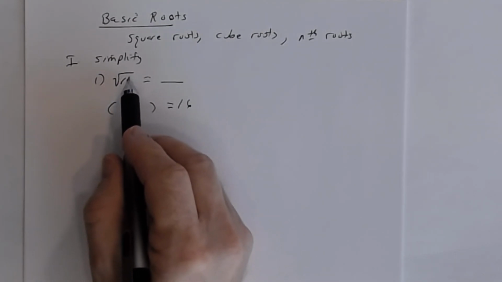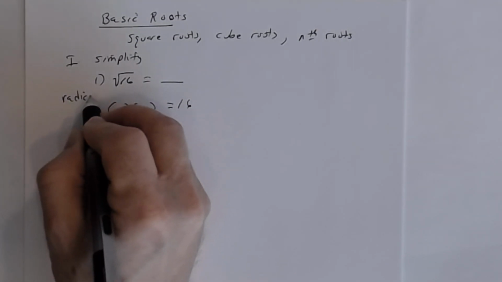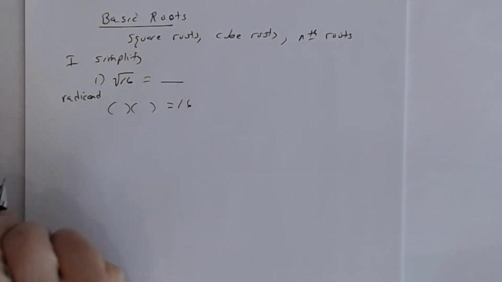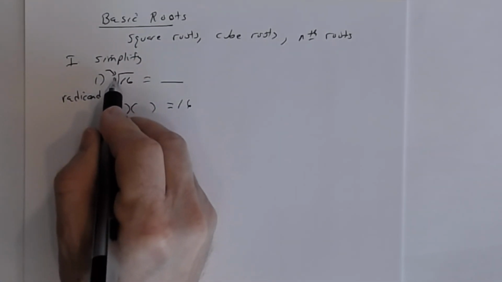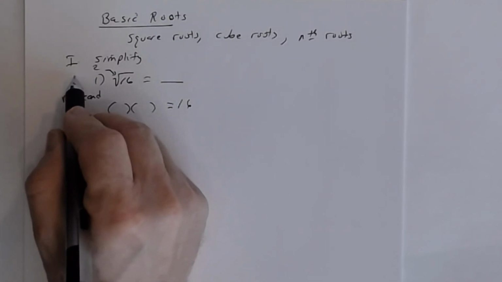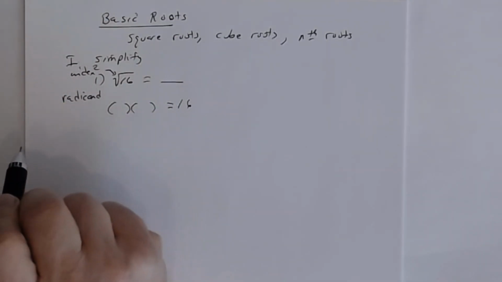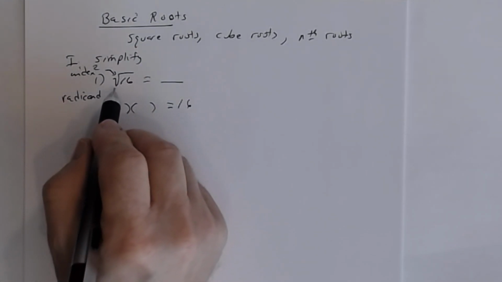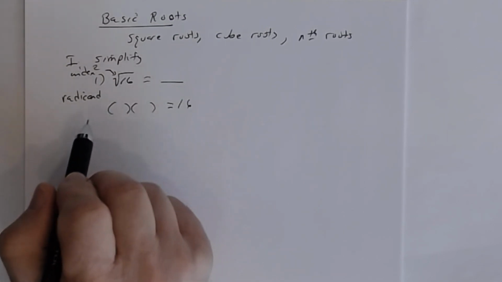And the 16 here is called the radicand. So remember that word, radicand. And the index, see there's no number right here, so that index is understood to be 2. The index is 2 for the square root. So I'm taking the square root of 16.